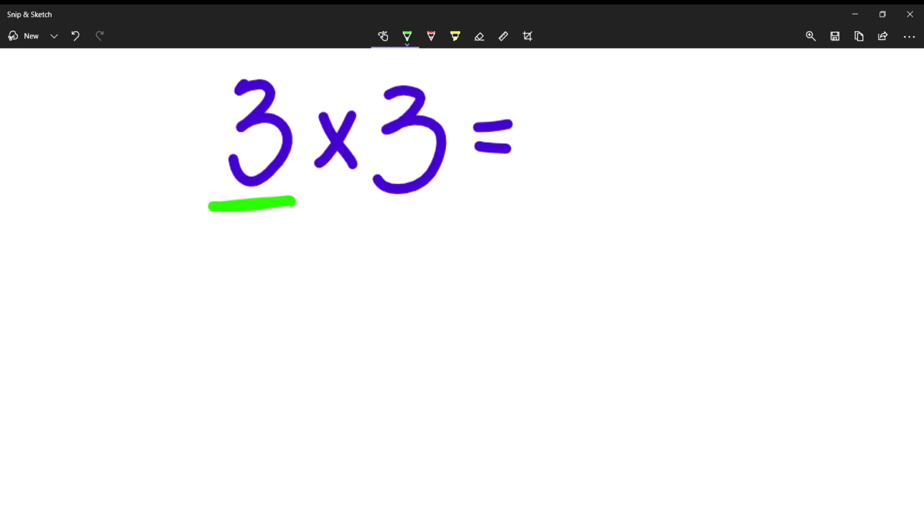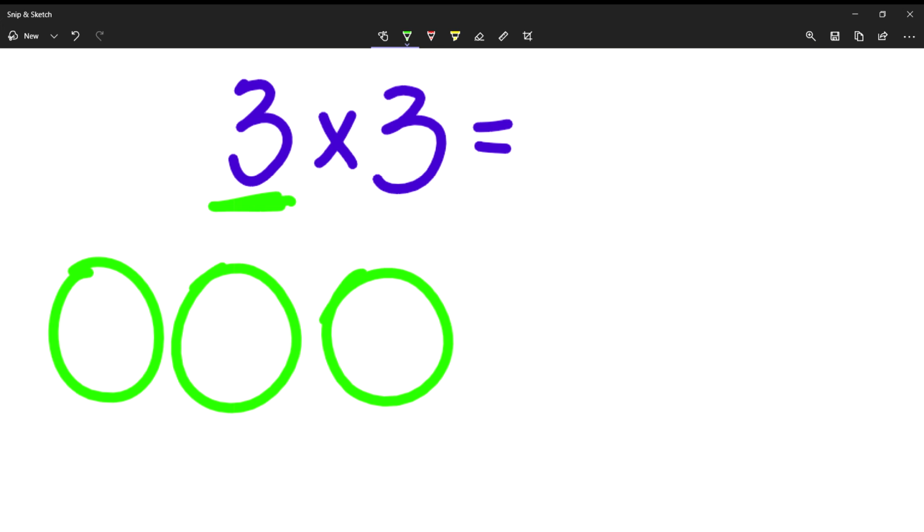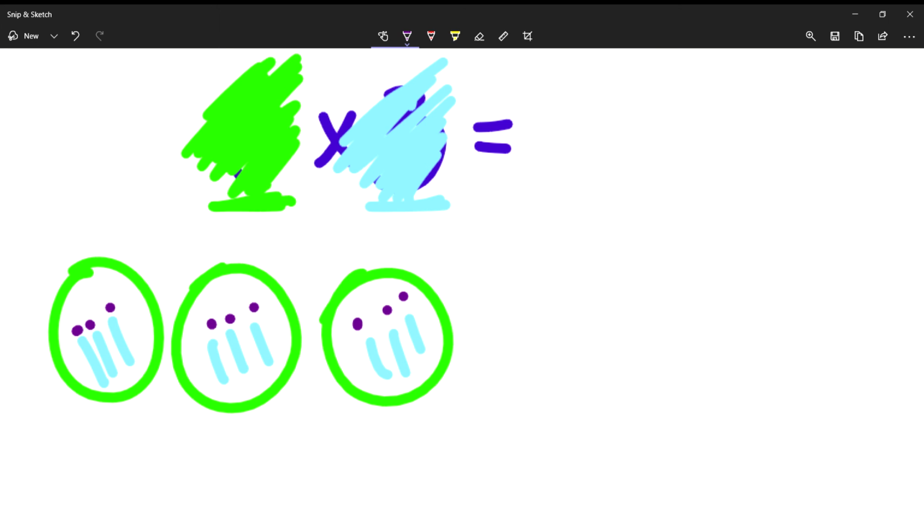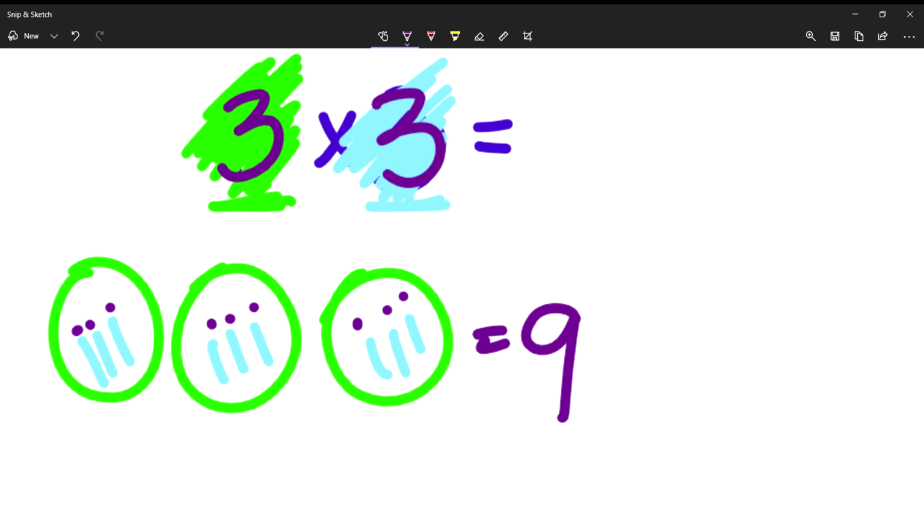Remember, our first step is to look at that first number and draw however many circles that number is. So we're going to draw 3 circles because that's 3. We don't need that 3 anymore. You don't have to cross this out, but you can if you want. Now we're going to take that second number over here, and we're going to draw that many tallies in each circle. Now we don't need that number anymore. And now we're going to go ahead and count each tally. So 1, 2, 3, 4, 5, 6, 7, 8, 9. So that should be 9. So 3 times 3 is equivalent to 9.